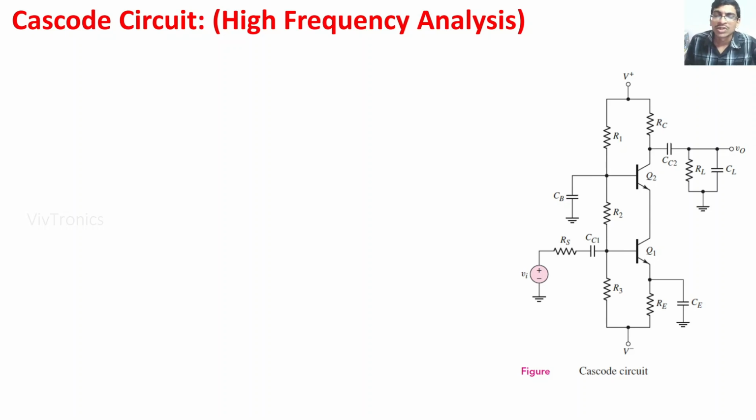In the last video, we saw the common base and common gate amplifier analysis. In this video, we are going to see the cascade amplifier analysis at high frequencies. The cascade amplifier is a combination of CE and CB amplifiers.